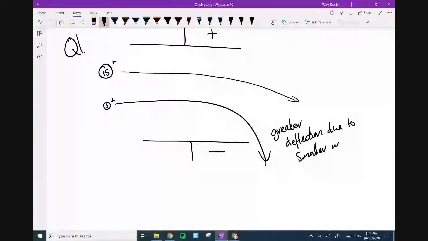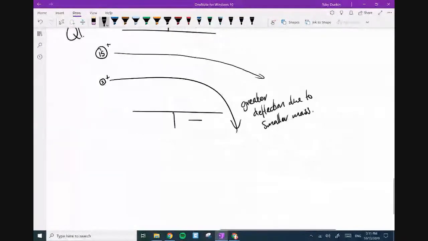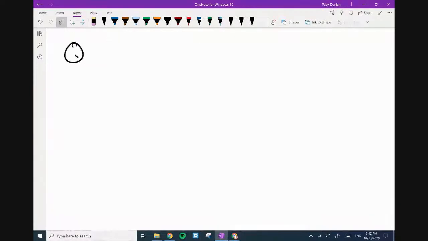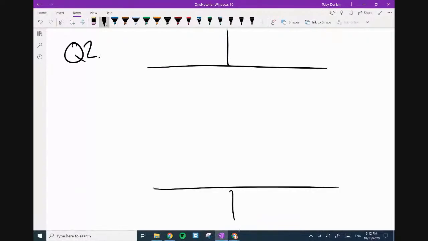Okay. Question number 2. Electric field. Positive, negative. I'm going to have particles. I'm going to make this 8. I'm going to make this one 4. This one I'm going to make +2. And this one is going to be +1.